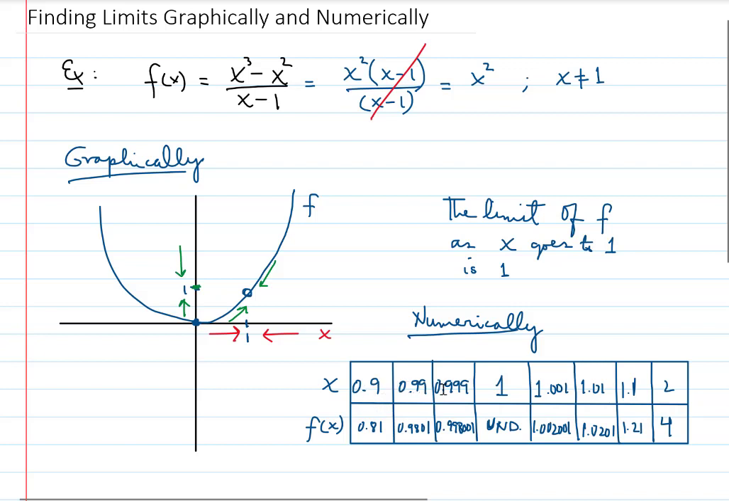And also coming from the left, as you start getting closer, the function was 0.81. That's close to 1, but not that close, and then it starts getting better and then better. And if you get even closer, as x gets closer and closer to 1, that function is also getting closer to 1.